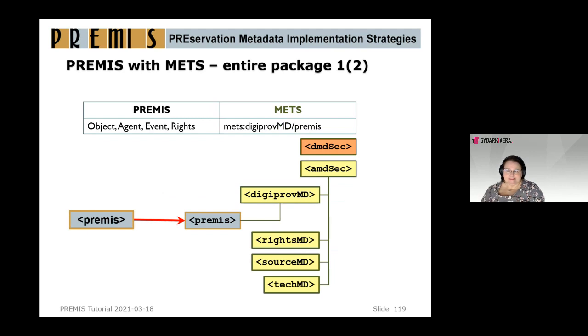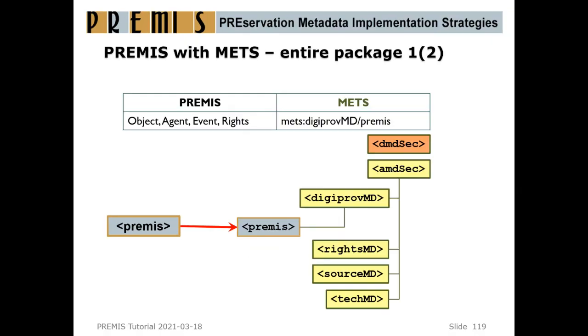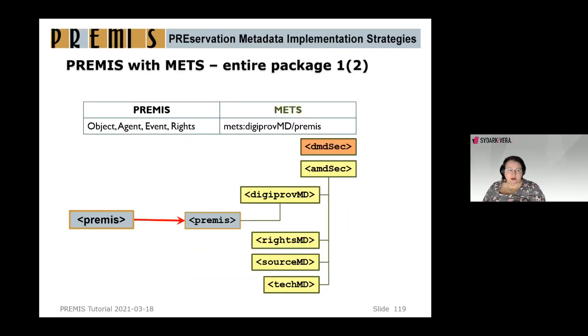Or you can make it easy. You have all your PREMIS in one chunk and put it into the digital provenance metadata, which, so far as I've seen, is actually the most common way of doing it. So you have all the PREMIS metadata in the METS document in just one place.